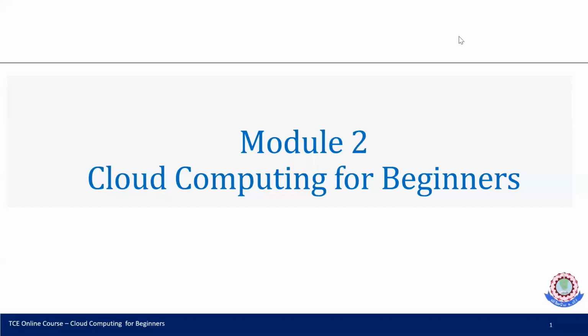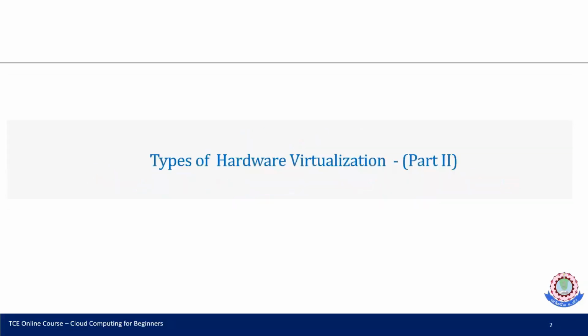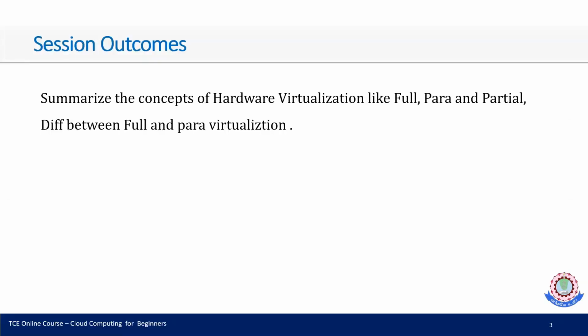Hello learners, welcome to session 2 of module 2, Cloud Computing for Beginners. In this module, we are going to have an insight about types of hardware virtualization. The session summarizes the concepts of hardware virtualization like full, para and partial. We can see about full and para.